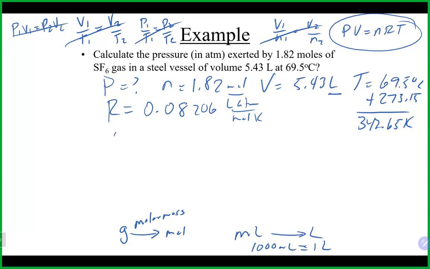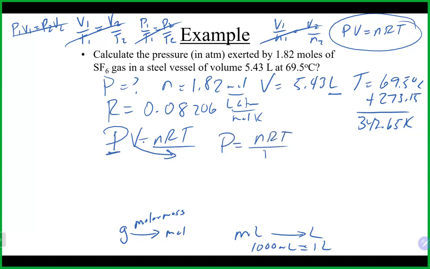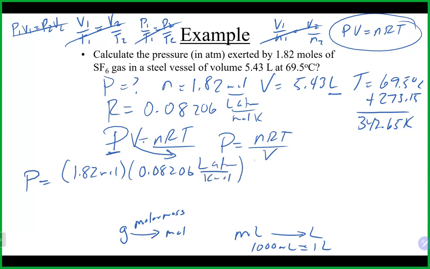So we're going to go PV equals nRT. We're going to solve for pressure. We're going to send volume down below, and that's going to be P is equal to nRT divided by V. Putting in our numbers here, our n of 1.82 moles, our R of 0.08206 liter atmosphere per Kelvin mole, our temperature 342.65 Kelvin, all divided by 5.43 liters.